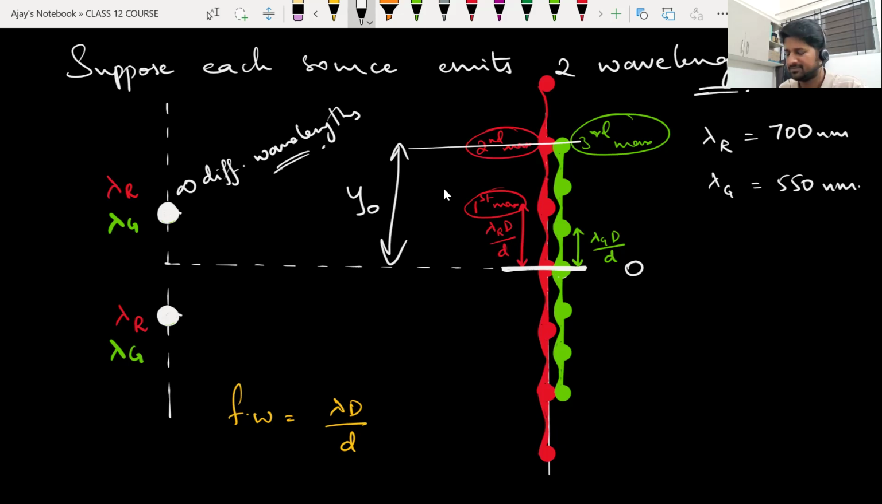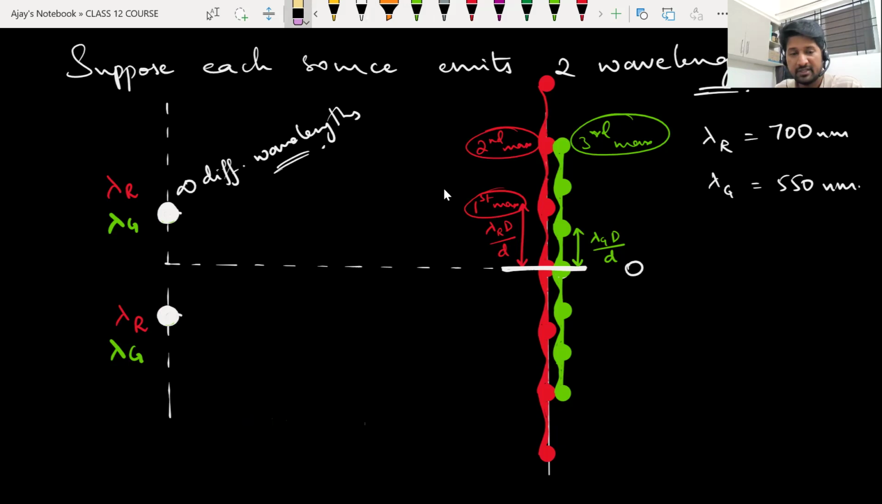Yes, sir. Now, understand this carefully. When red and green were used, you can see the pattern on the screen. When sources emitted red and green simultaneously, you got a combination of two patterns. And in that combination, there were some positions where the maxima of both patterns coincided. Yes or no? Yes, sir. There were some positions where their maxima coincided.